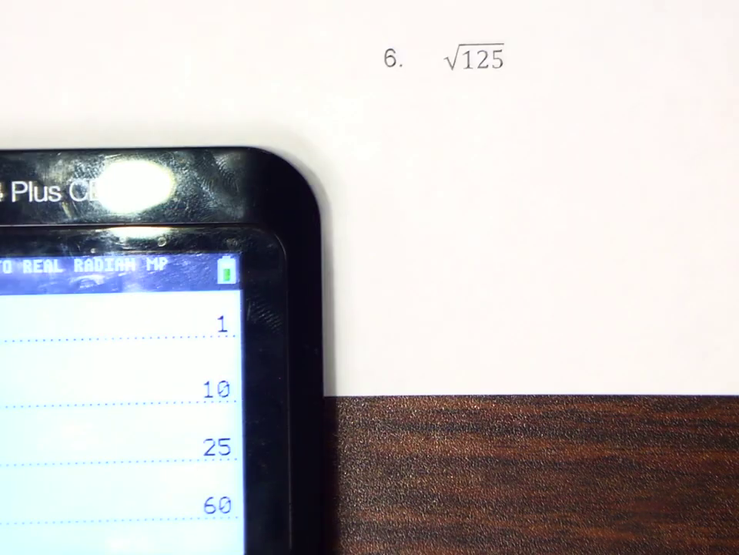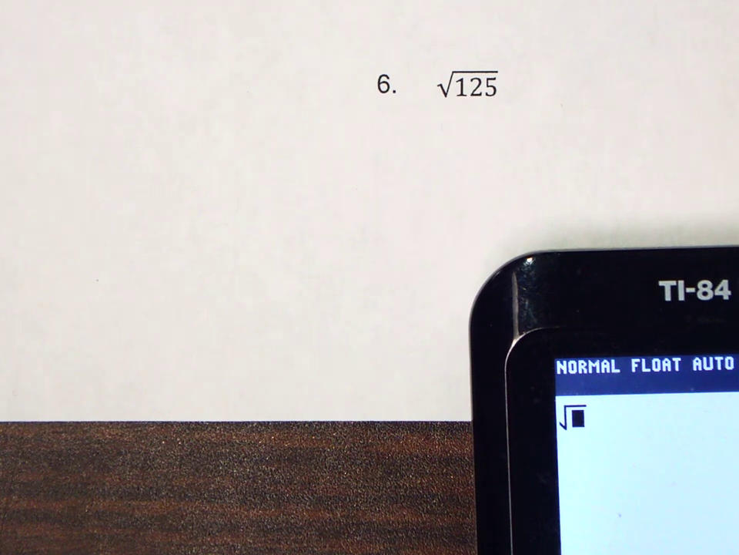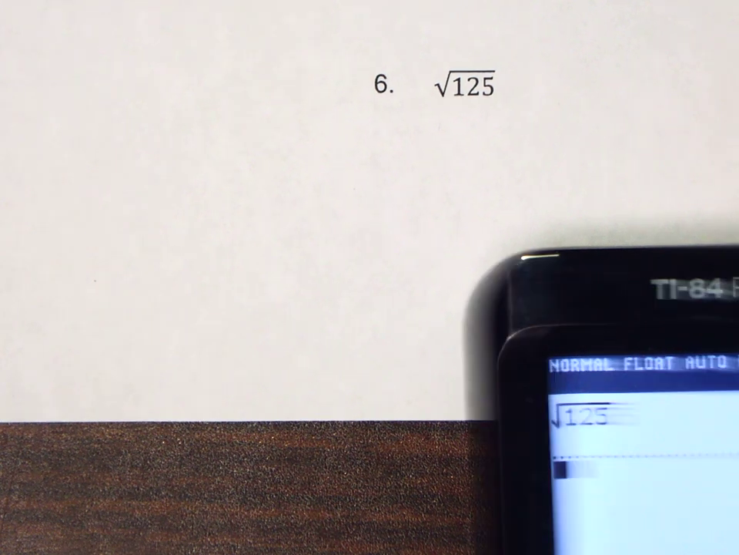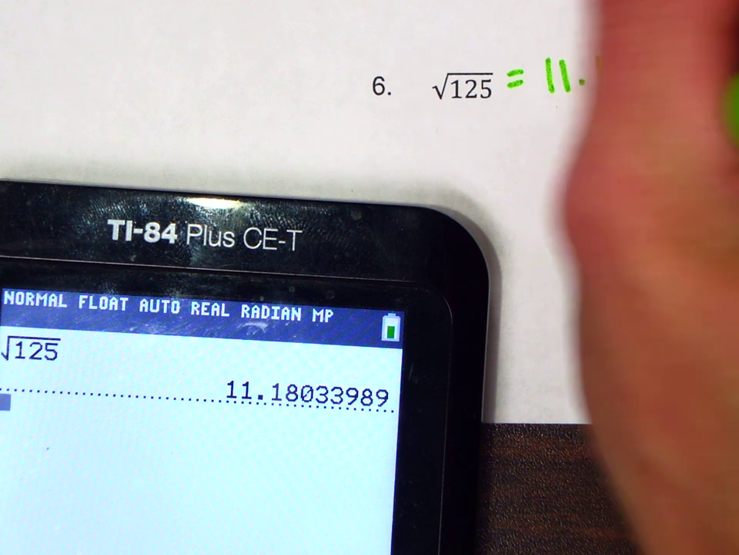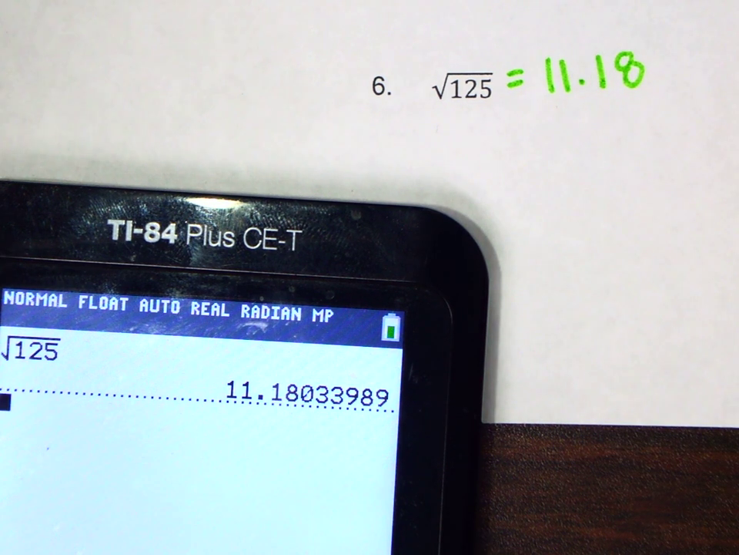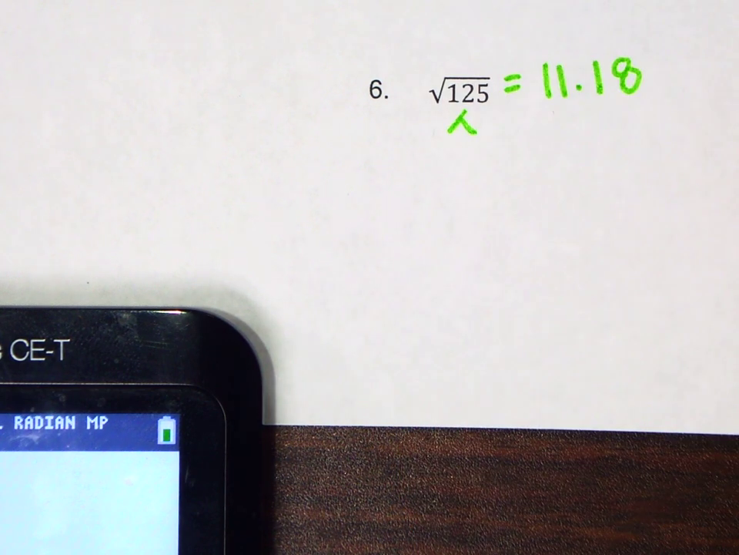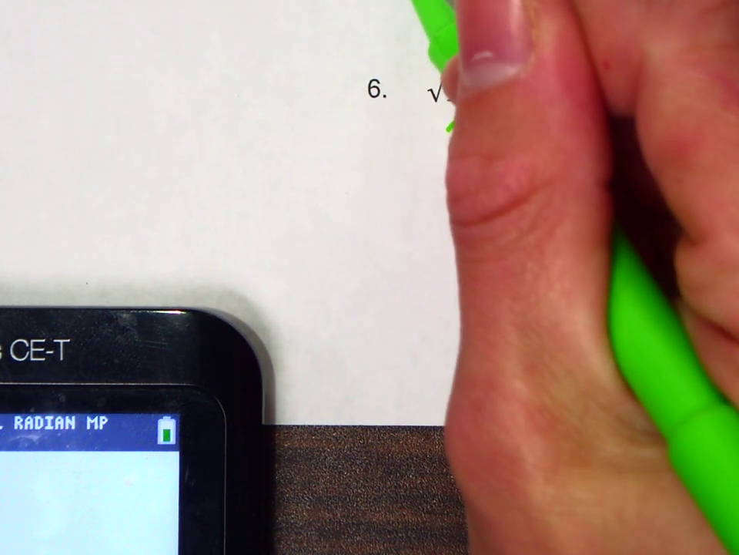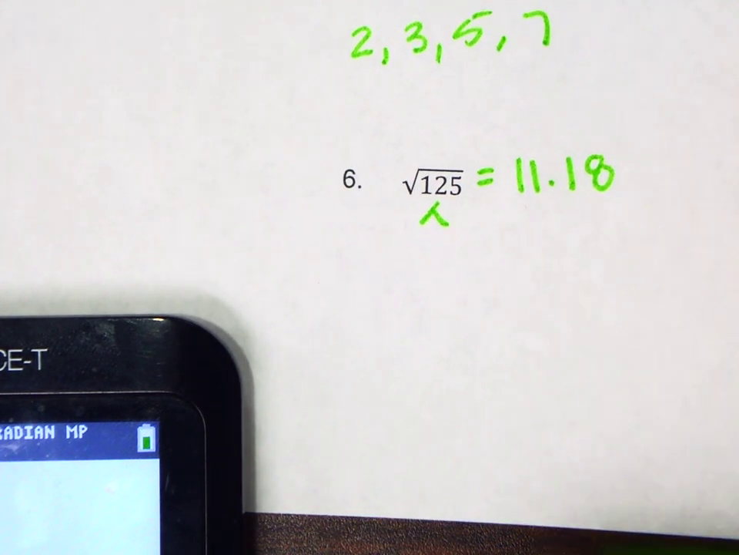All right, so let's talk about one that doesn't give you a whole number. My first step is still going to be to type it in, square root of 125. All right, and so I know that this is 11.18. But I don't like decimals as my answer, so I'm going to break this down. Remember when you're breaking this down, try 2, 3, 5, 7. Most of the time, dividing this number by one of these guys is going to help break it down.